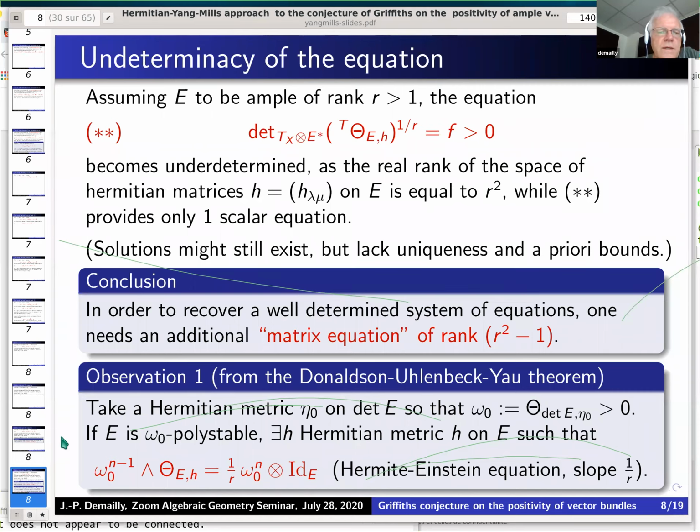So the equation is just this, that the trace of the curvature tensor theta E H with respect to the Kähler metric omega 0 is a constant times the identity of E. Okay.